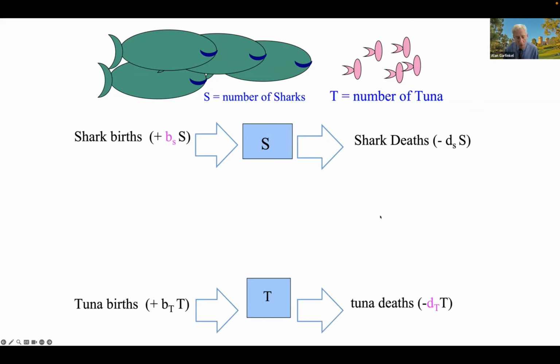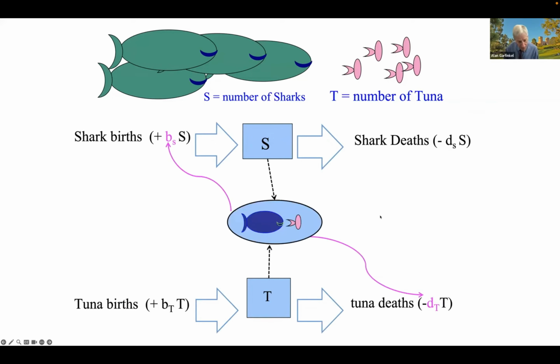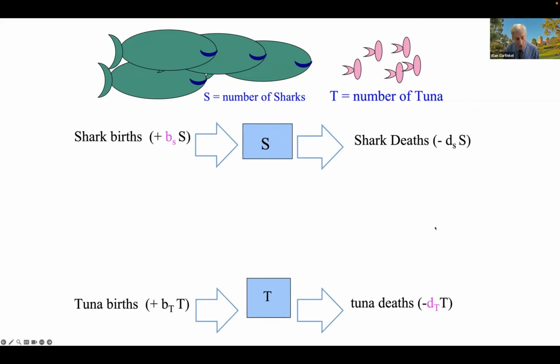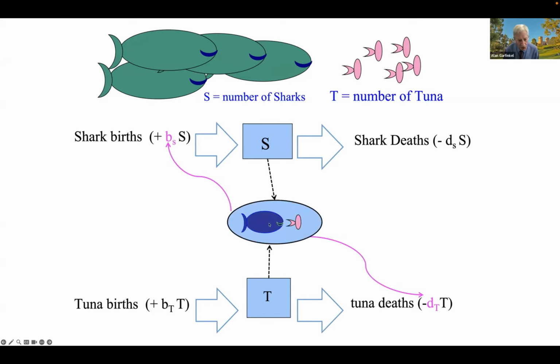Same thing for tuna. What makes tuna go up? What makes tuna go down? And then the all-important shark meets tuna term. The shark meets tuna term is a quadratic. It's a nonlinear term. Beta is the probability that a shark-tuna encounter results in the death of the tuna and the feeding of the shark. And this is how we assemble a model of this feedback process.